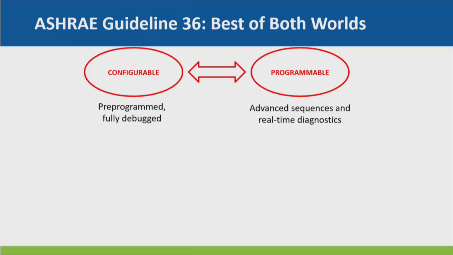All right, so this is the goal of Guideline 36: to merge the benefits of the configurable controllers with the benefits of the programmable controllers. So we're going to be able to be fully debugged, plug and play, ready to go, but we're going to have sequences that are super advanced, that meet all the codes and provide reliable performance. That's the goal.